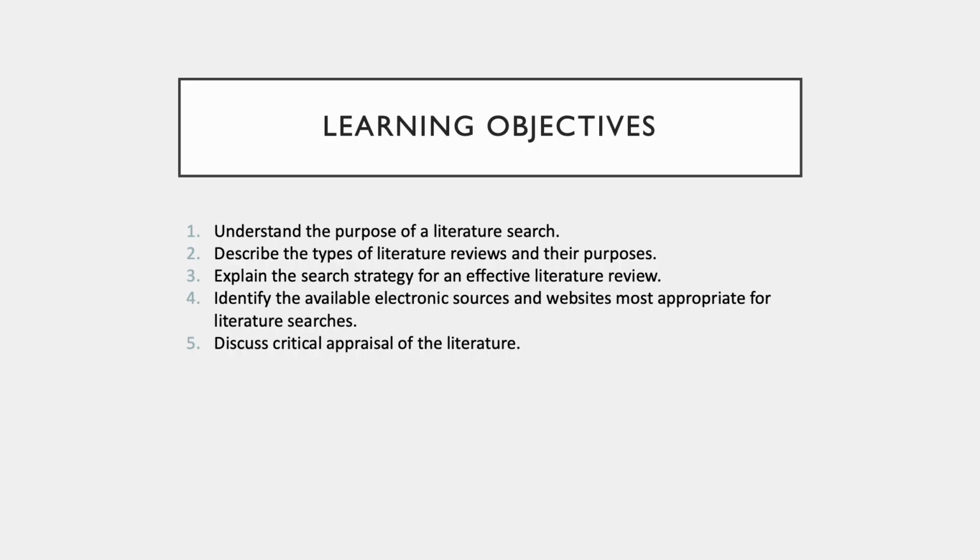This chapter has 5 learning objectives. Understand the purpose of a literature search, describe the types of literature reviews and their purposes, explain the search strategy for an effective literature review, identify the available electronic sources and websites most appropriate for literature searches, and discuss critical appraisal of the literature.